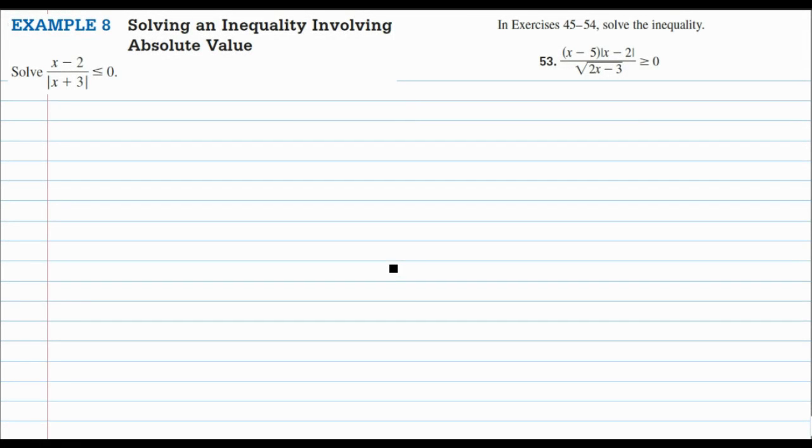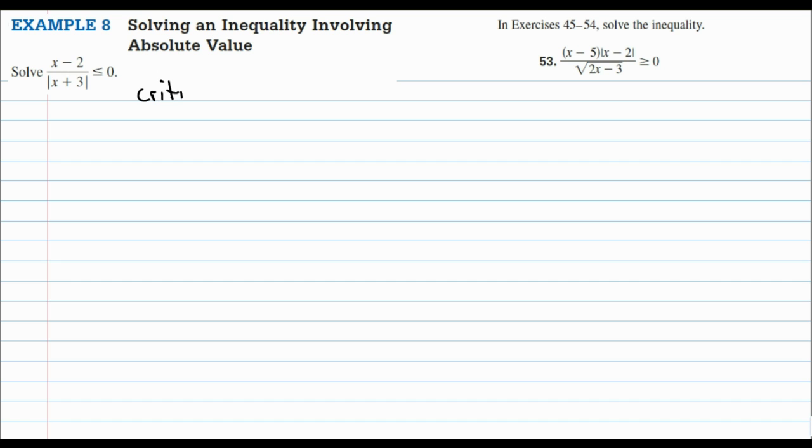This is the screencast for section 2.8, example 8, solving an inequality involving absolute value. So here's another kind of function that you don't know exactly what it looks like, but you're going to be able to tell when it is above the x-axis and when it is below the x-axis by testing the critical values on the number line.